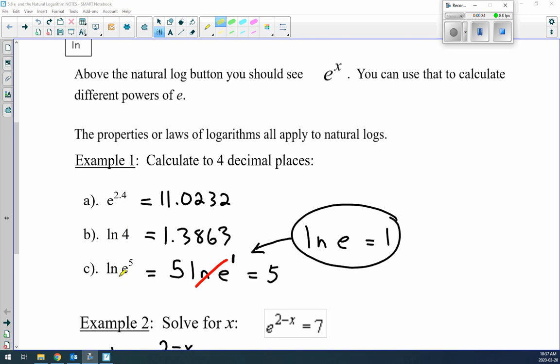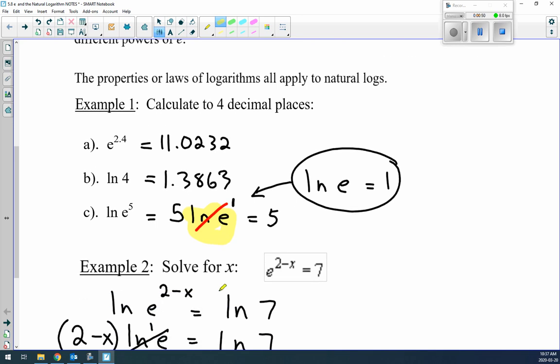Now, this is interesting. This question here, ln e^5. If you rearrange this, the 5 is going to go to the front. So then you end up with 5 ln e. Here's the interesting thing: ln e is actually equal to 1. So 5 times 1 is 5. If you see ln e, that is just going to be replaced with 1.